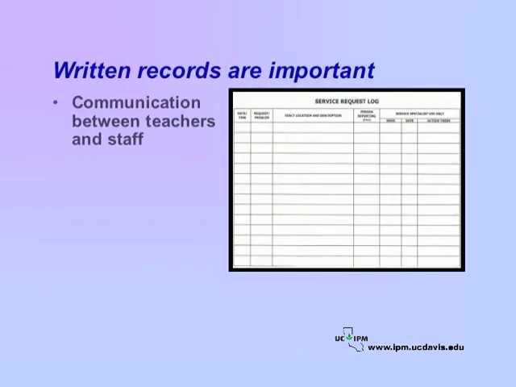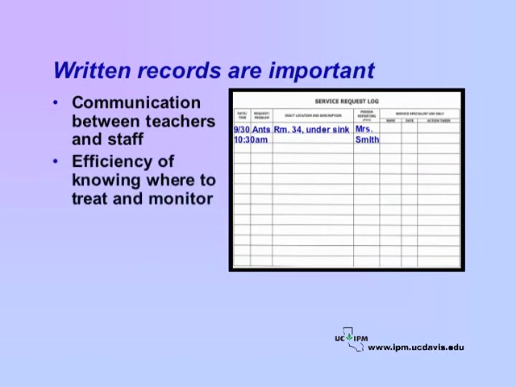Written records are important. Records keep the communication lines open between teachers and staff. Place a monitoring form in a common area where teachers and other staff can report pest problems. Map locations where problems occur. This is an efficient way of knowing where to monitor and treat.